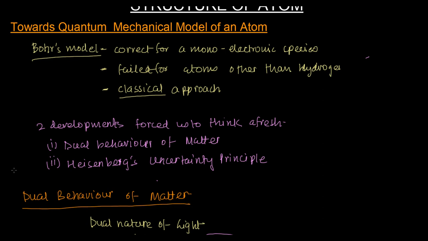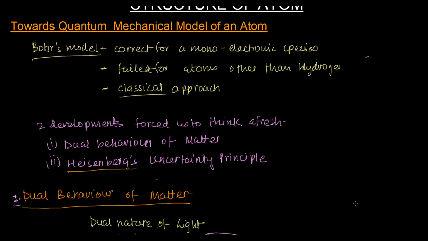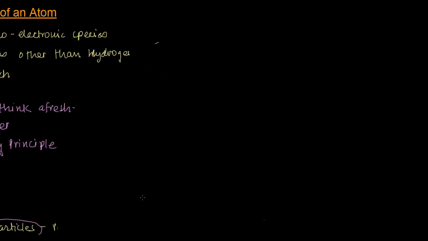We just saw the two developments that would lead to the dramatically different model of atom that we are going to study. The first in line was dual behavior of matter, and we understood what it was and we did some numericals based on this. The second is Heisenberg's uncertainty principle, and that is what we'll be doing now.